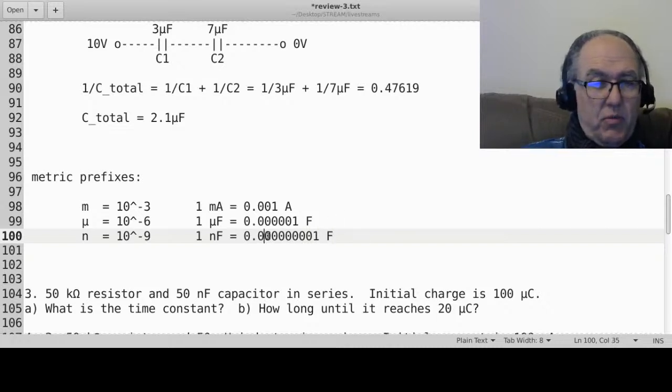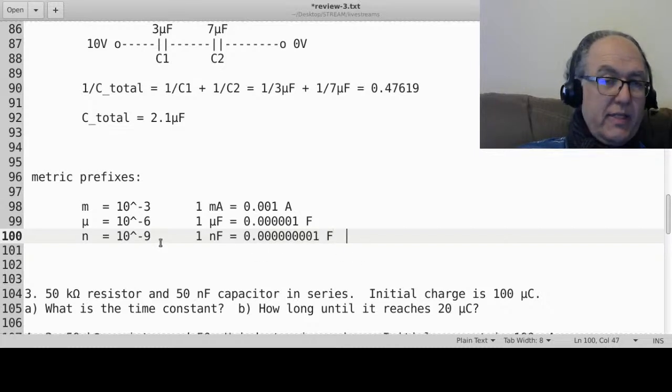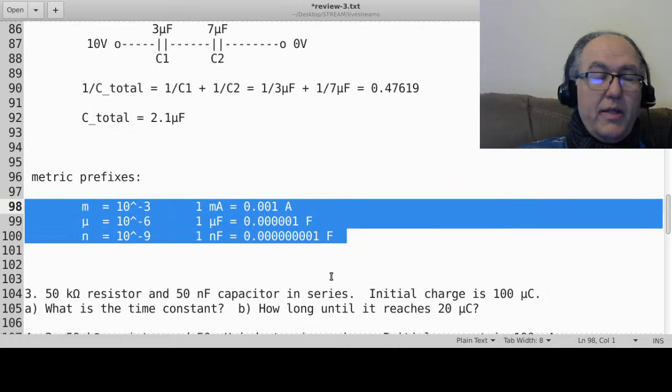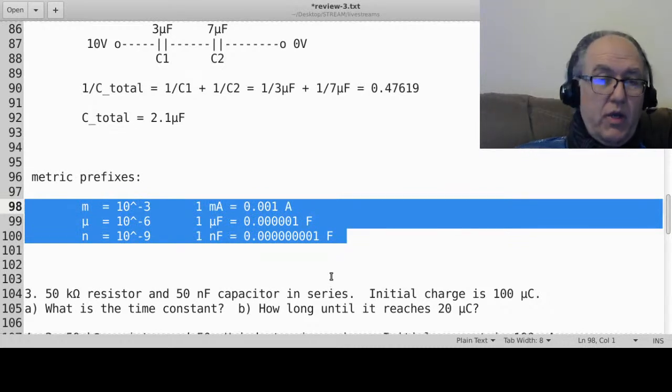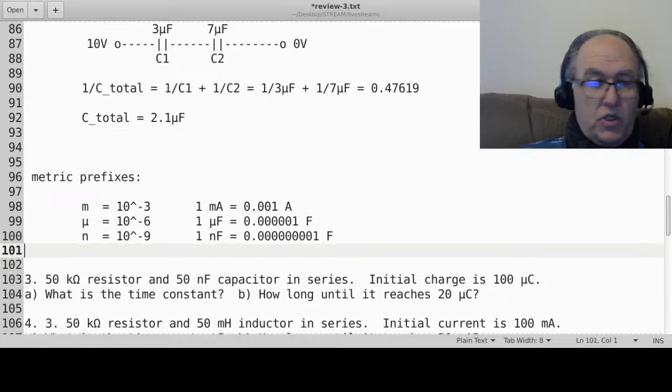Farad like that. Let me just make sure: 1, 2, 3, 4, 5, 6, 7, 8, 9. Okay. And at this point, it's kind of getting crazy, but there are the small prefixes, the ones that are smaller than a unit. All right, so you should know those.